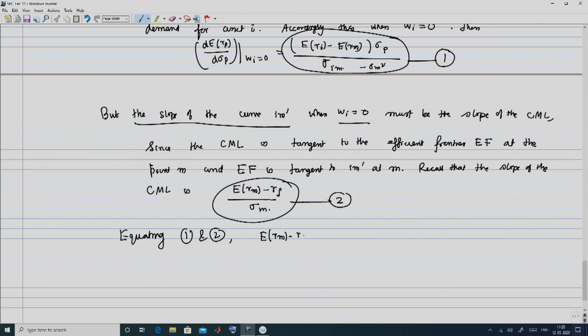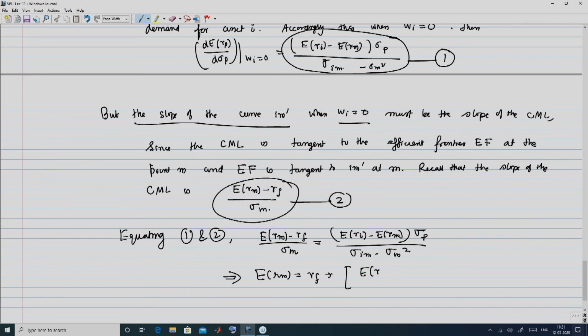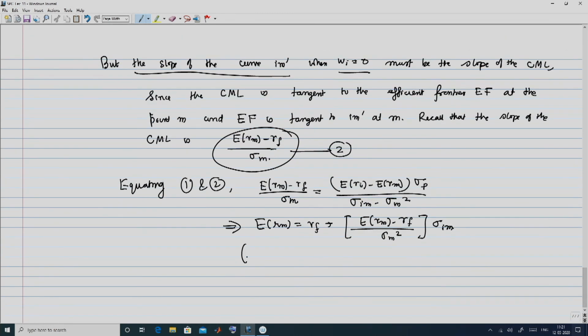We will get E R M minus R F over sigma M is equal to E R I minus E R M into sigma P divided by sigma I M minus sigma M square, which implies that E R I is equal to R F plus E R M minus R F over sigma M square into sigma I M. And this line is referred to as the CAPM or the security market line, or SML.